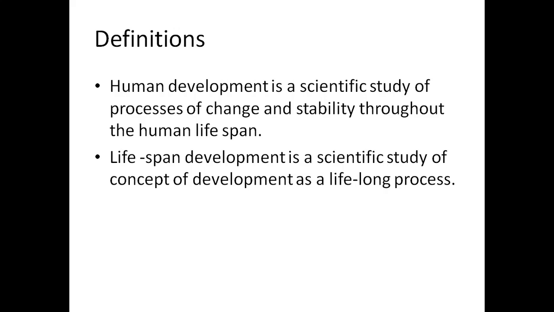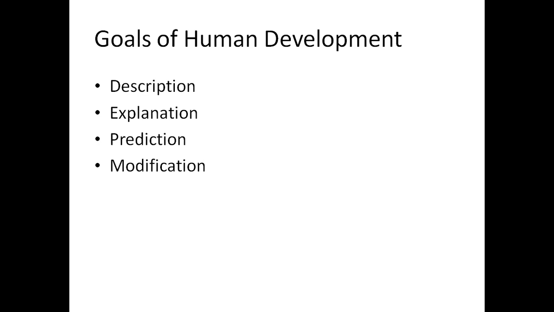The goals of human development are description, explanation, prediction and modification. In the goal of description, the developmental scientists observe large groups of children and establish norms or averages for behaviors at various ages. For example, when do children say their first words? Second goal is explanation. Developmental scientists try to explain what causes or influences the observed behavior. For example, how children acquire and learn to use language.